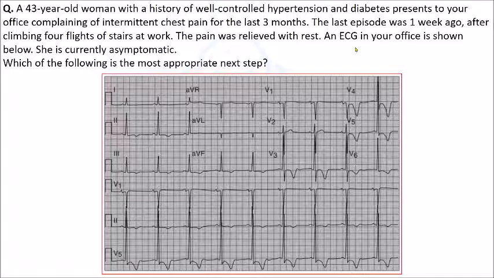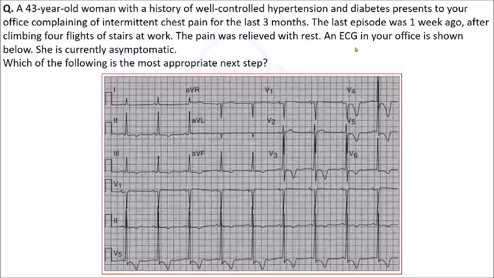Now, it could be stable angina, okay? It is coming and going, right? It is stable because it is relieved by rest. If it is so, you have done one ECG, right? Usually we do it in our chamber. This is the appearance of the ECG.